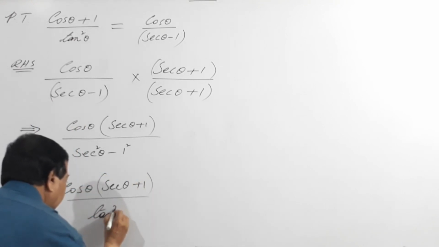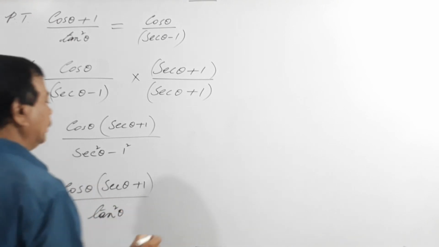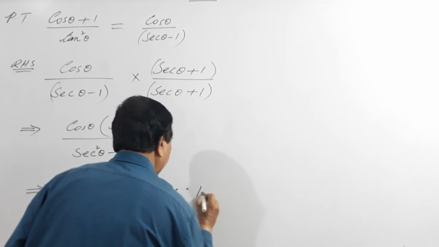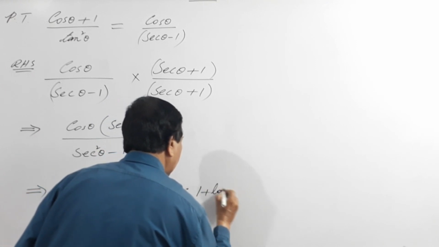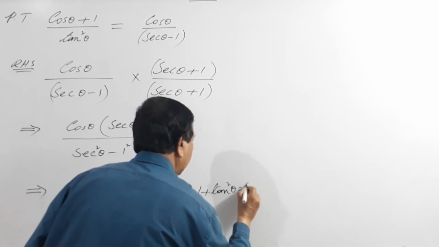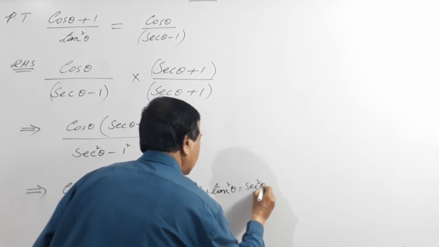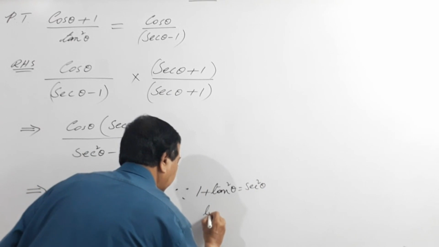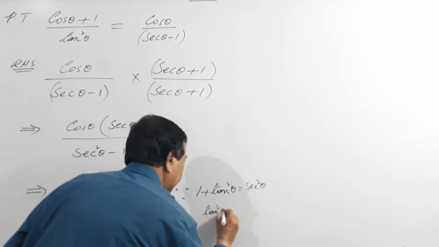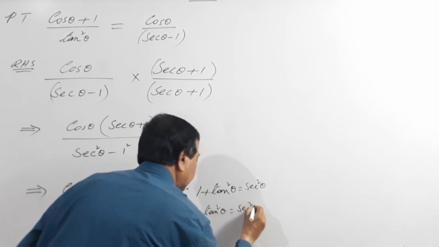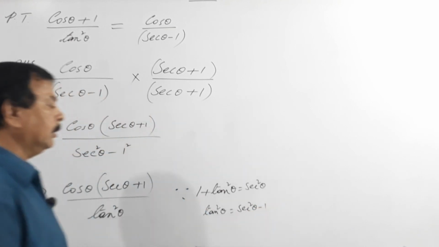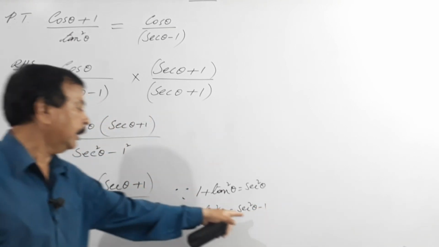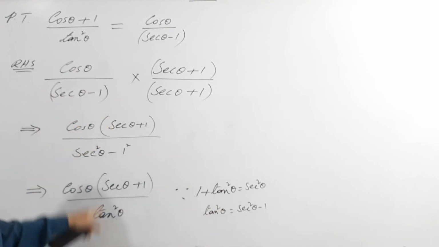Tan square theta, since 1 plus tan square theta equals secant square theta. Therefore, tan square theta will be secant square theta minus 1. So secant square theta minus 1 we have here, instead of that I have put tan square. Tan square has come.